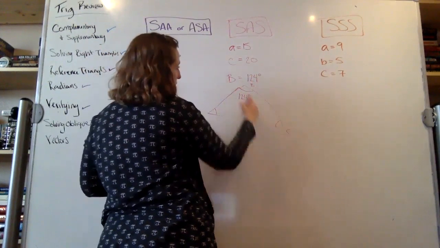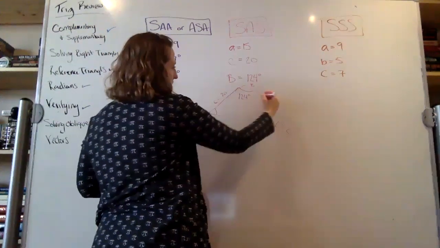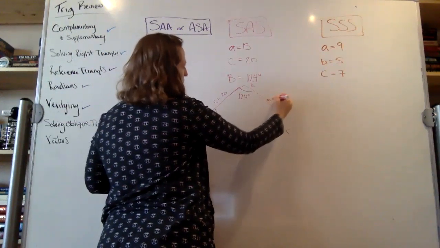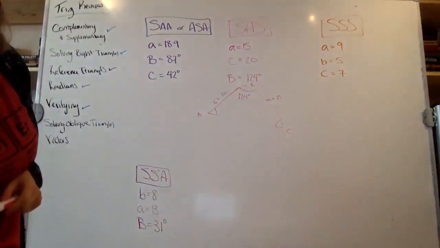I don't know angle C. I know that side C is equal to 20, and I know that side A is equal to 15. Okay, so how are we going to go about solving this?